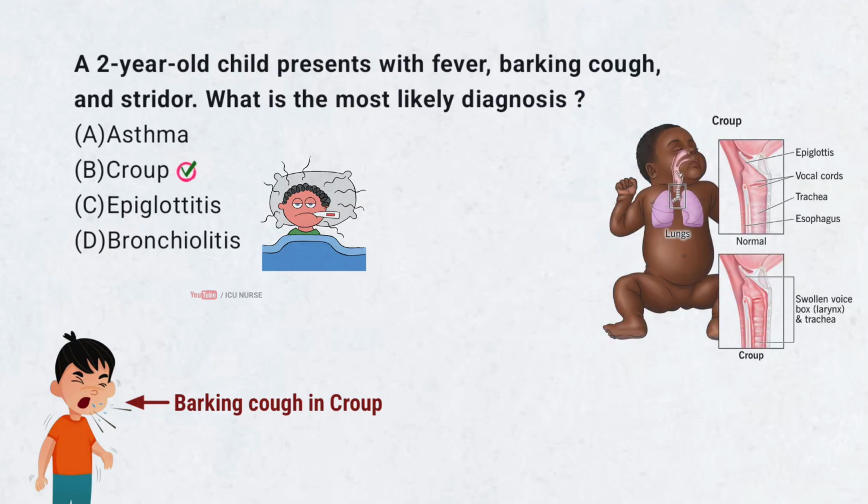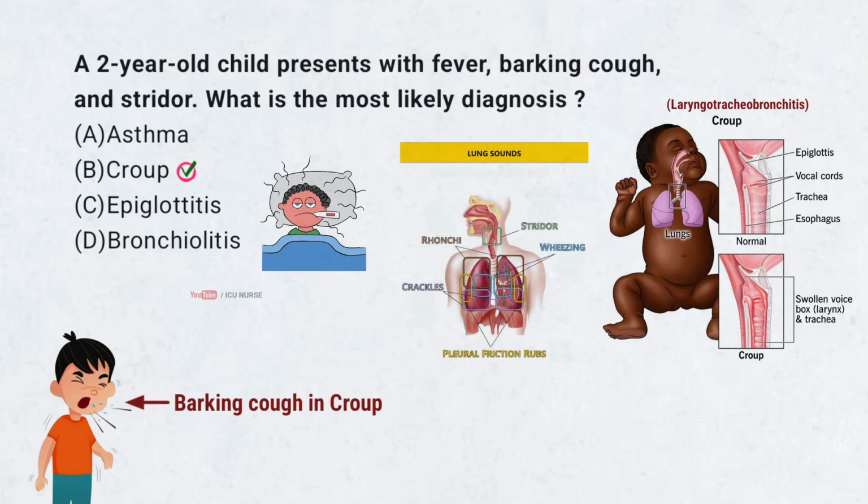Croup. Croup or laryngotracheobronchitis is characterized by a barking cough, stridor, and fever. It is caused by viral infections, most commonly parainfluenza virus. The inflammation of the upper airway narrows the trachea, leading to the classic symptoms. Epiglottitis, though similar to croup, is rare due to vaccination against Haemophilus influenzae type B.